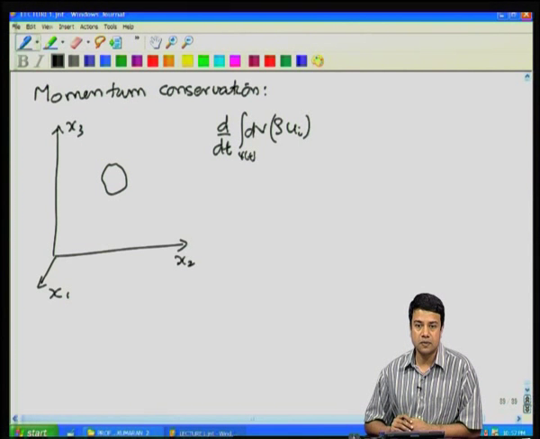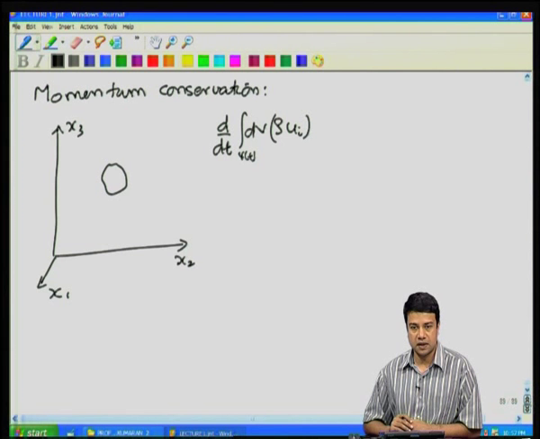That is equal to the sum of forces acting on this volume, two kinds of forces, body forces and surface forces. Okay.